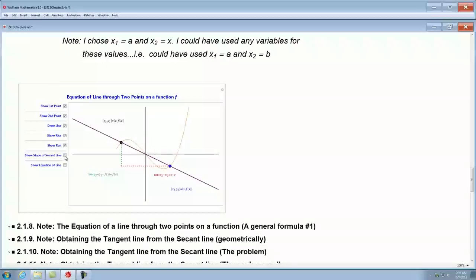So now I'm just going to show you the slope real quick. The slope of this secant line, right? This is a secant line because it passes through two points on the curve.